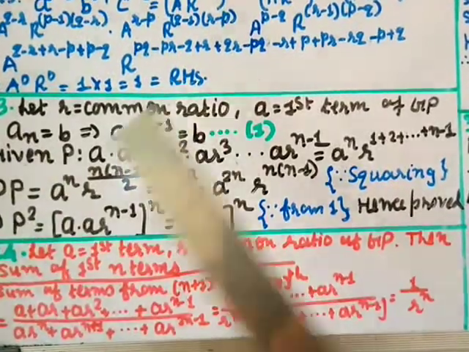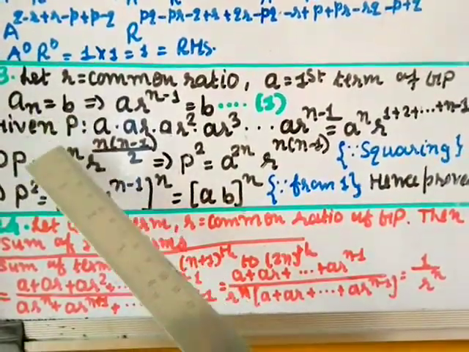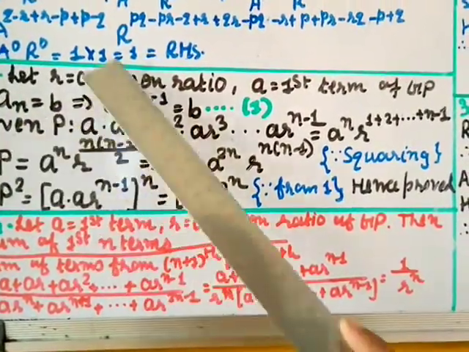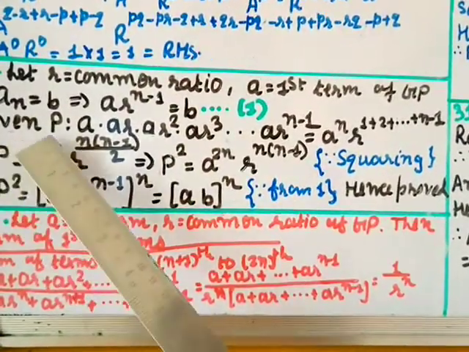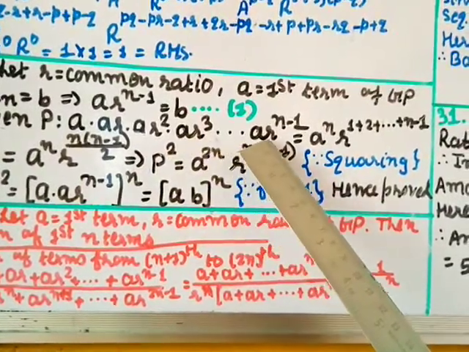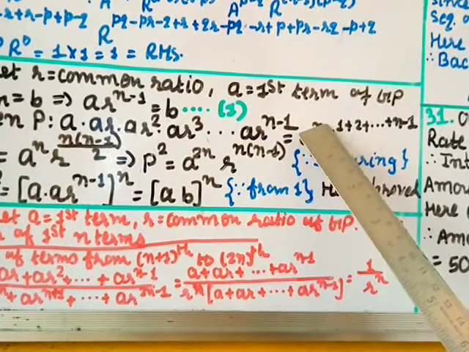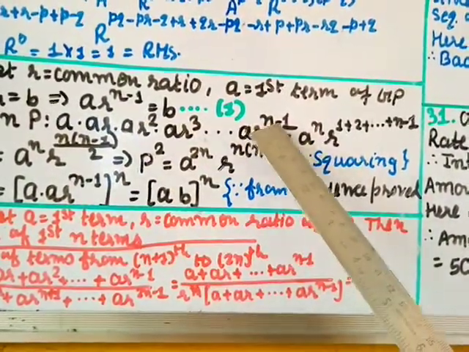Let R be the common ratio and A be the first term of the given GP. Then the nth term equals B, given in the question, that is A R power n minus 1. By the formula, the nth term is A into R power n minus 1 equals B, call it equation 1. Given that the product P equals A into AR into AR square into AR cube, up to AR power n minus 1, this is all A power n if you multiply together, and R power 1 plus 2 plus 3 plus up to n minus 1.